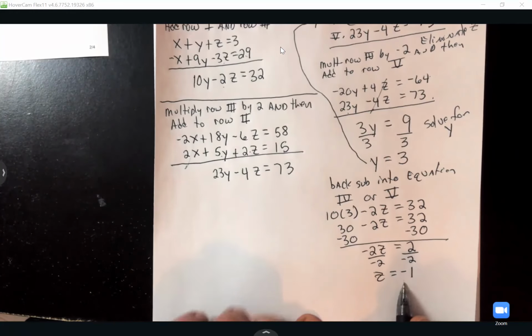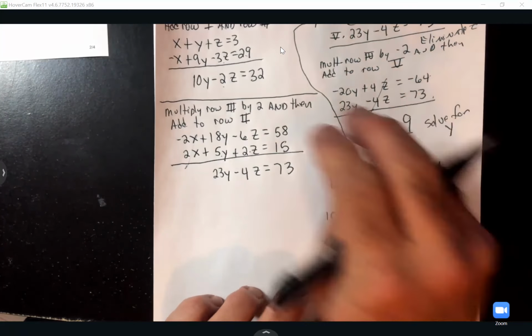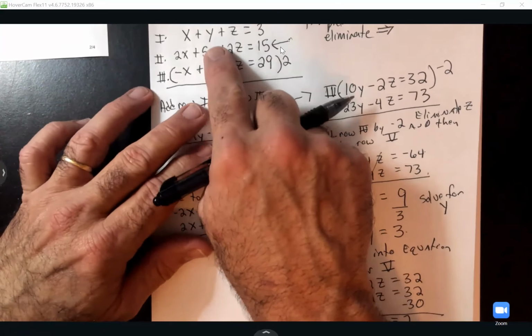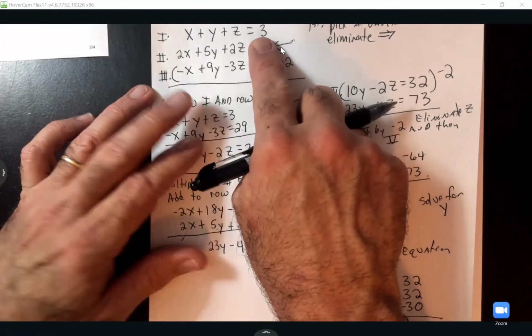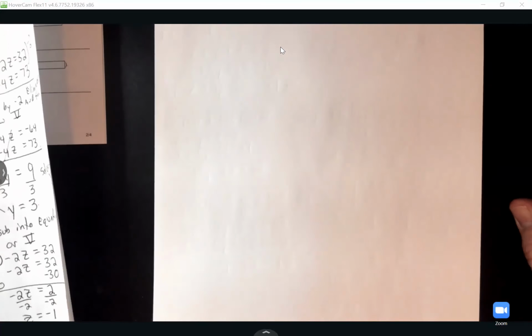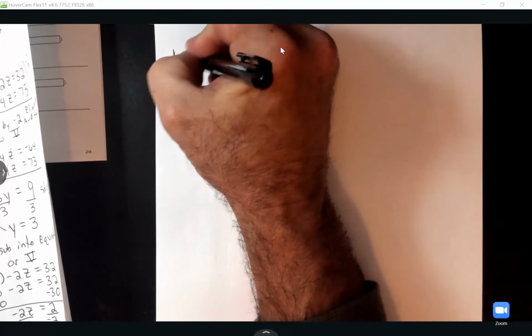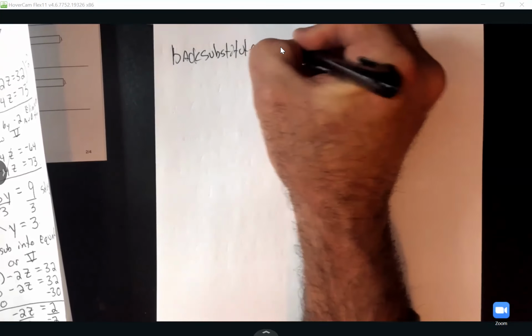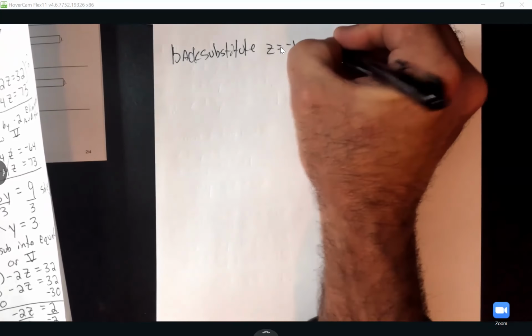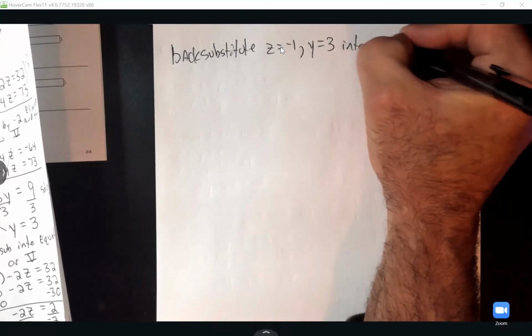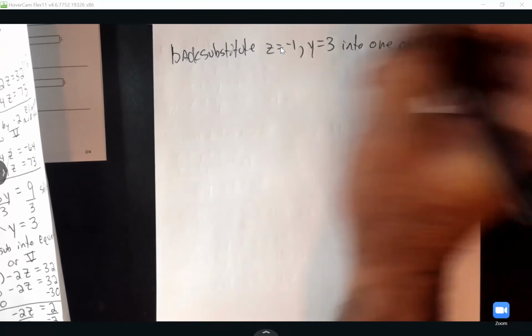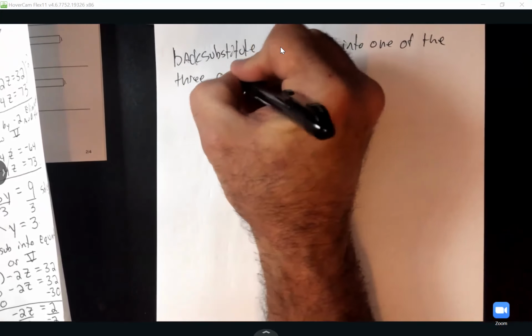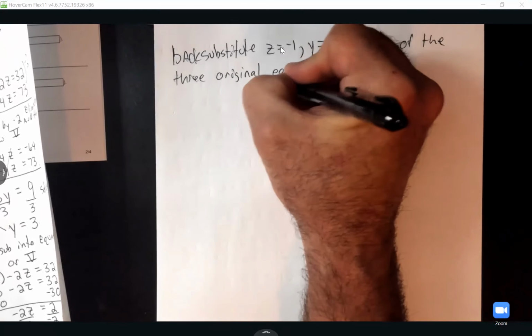Now that I know z is -1 and y is 3, I'm going to plug them back into the first equation I had up here, because that looks the easiest. So we're now going to back substitute again. So let me pull back up. Need more paper. So I'm going to back substitute z equals -1, y equals 3 into one of the 3 original equations.